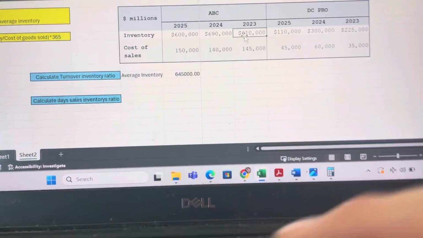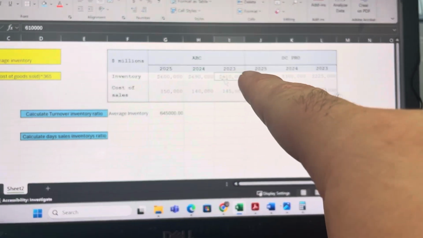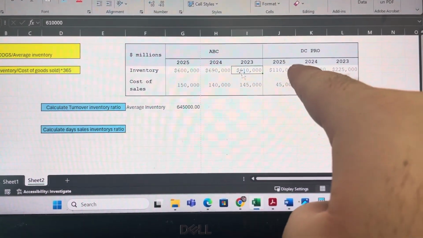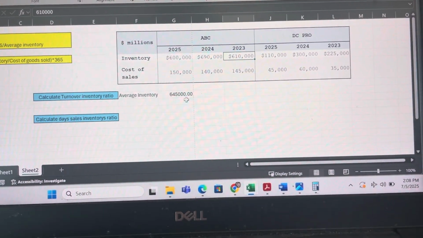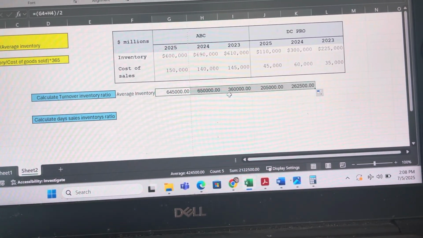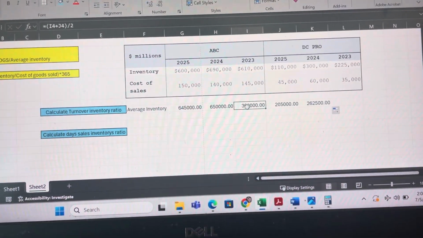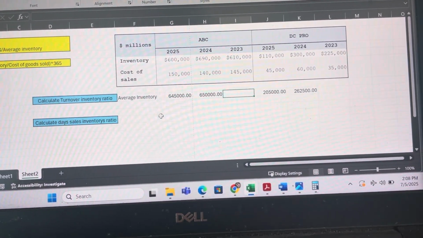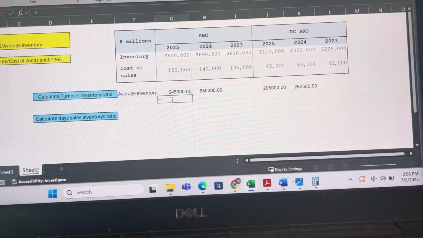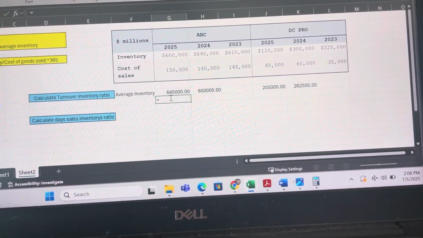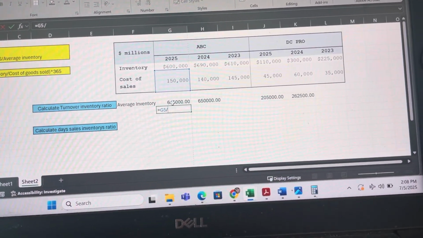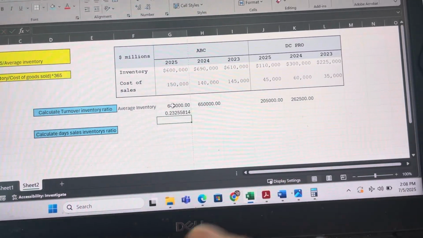I can't calculate average inventory for this year, because the data there applies to a different company. But anyway, I'm going to scroll it like this. I'm going to delete this, and that's it. So now let's calculate the turnover ratio, and that is cost of goods sold divided by average inventory. There you go.